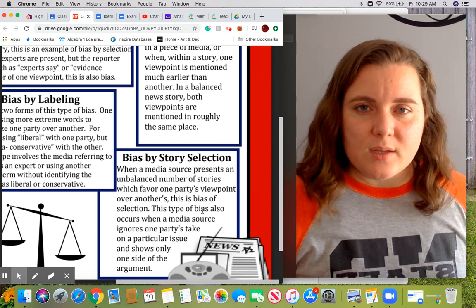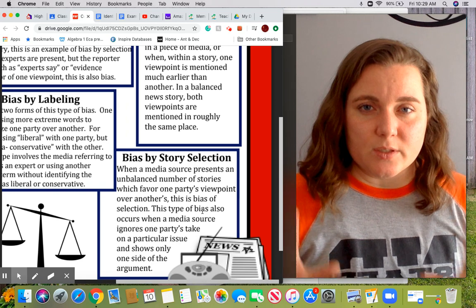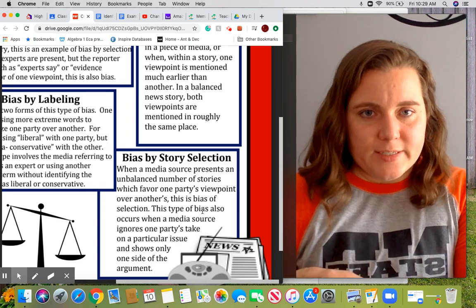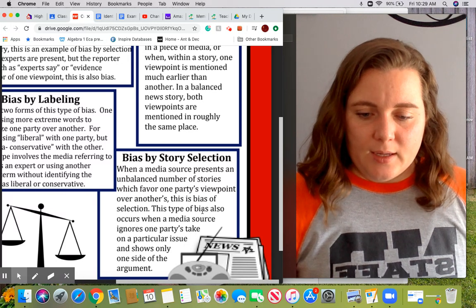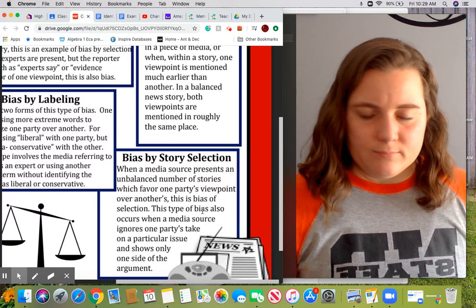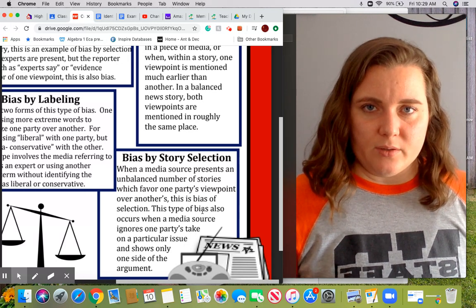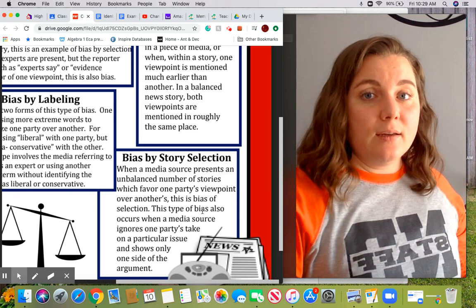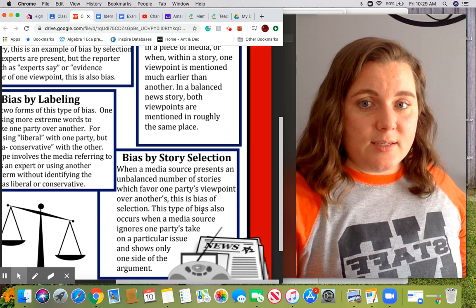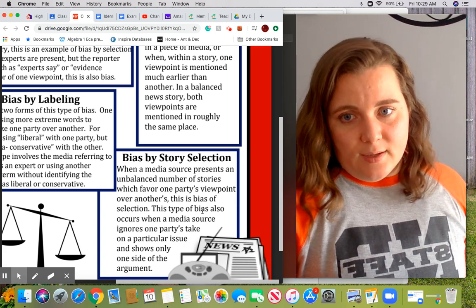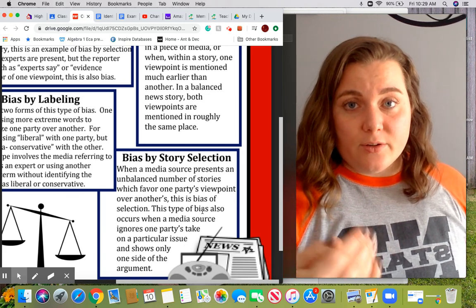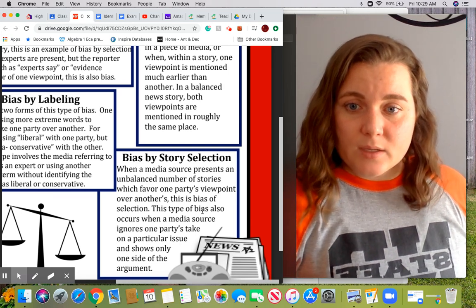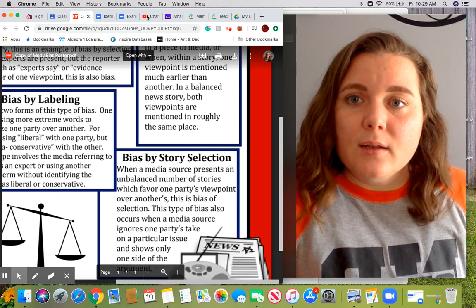So again, we're getting one-sided information here, but this time it has to do with the stories being presented. If you're handed a newspaper and every single story in that newspaper is for, I don't know, some political stance, it doesn't matter what, it's all for that, and it doesn't show any stories against it, that's still biased because they're only showing one side. And they're doing that through the stories that they're telling. Okay? That's story selection.